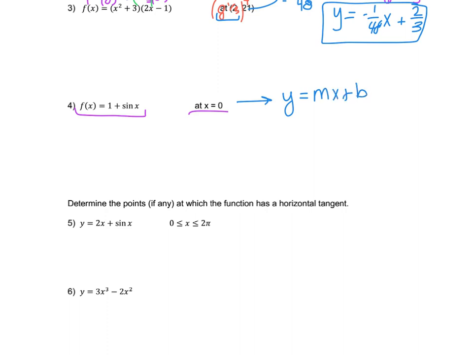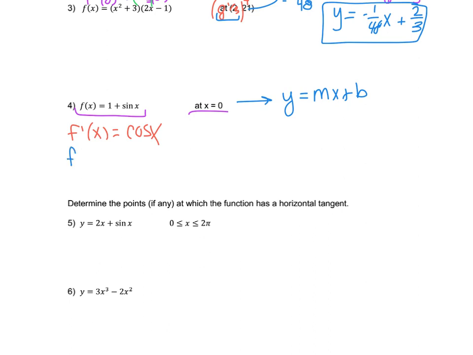And now that we know what derivatives are and how to find them, we can determine the value of m pretty quickly. So the value of m is going to come directly from the derivative of f of x. So I'm going to take the derivative piece by piece. The derivative of 1 is 0, and the derivative of sine is cosine of x. So this function actually just has a derivative of cosine of x. But I want to know the derivative specifically when x equals 0, because that's going to give me the slope of the tangent line to the function at 0.